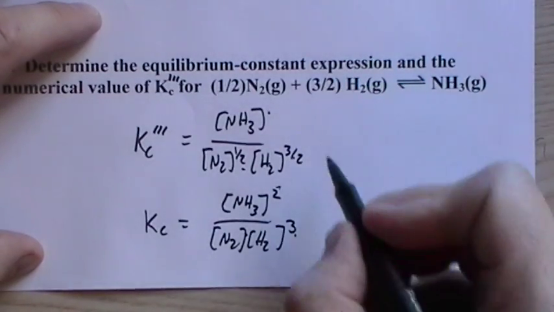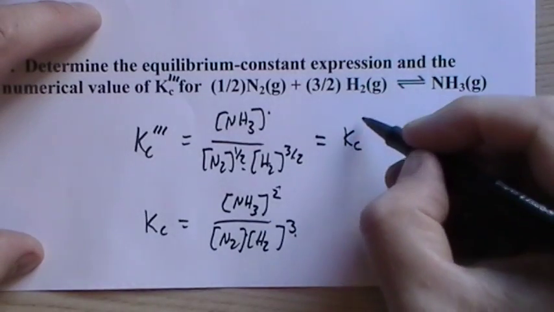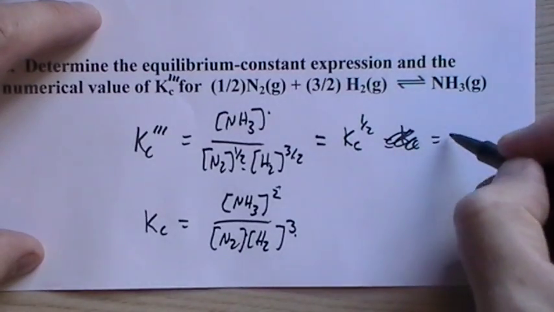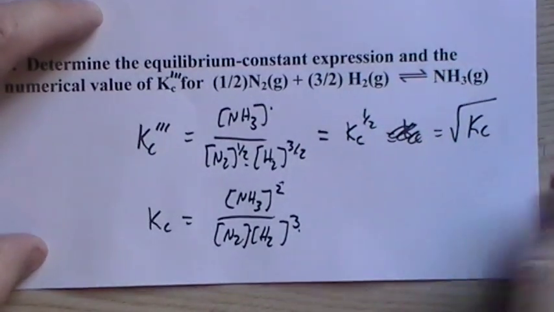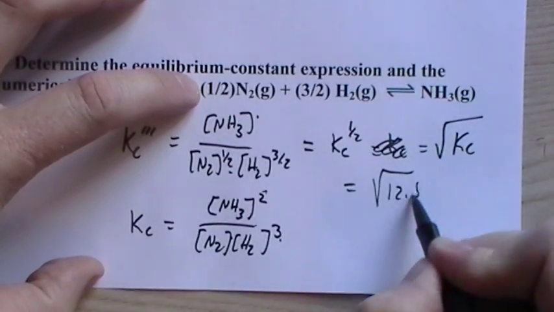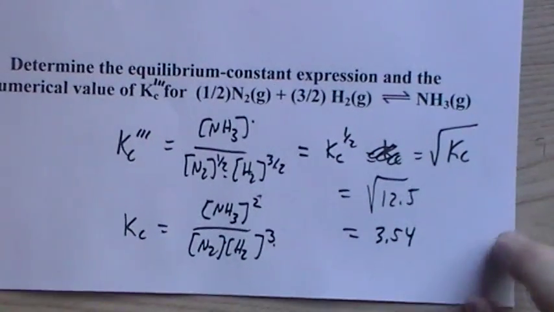So what we've done is K triple prime is equal to Kc to the 1/2, or the square root of Kc. And so that's going to be the square root of 12.5. And apparently that's 3.54 from doing it earlier.